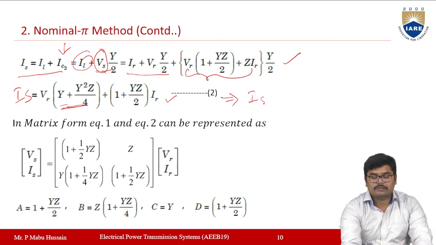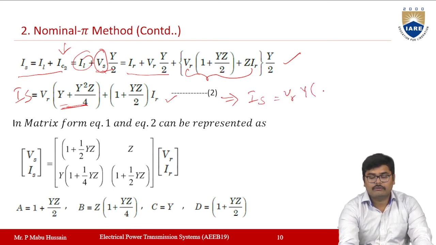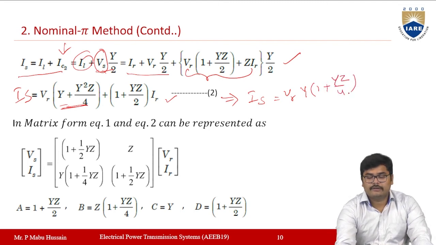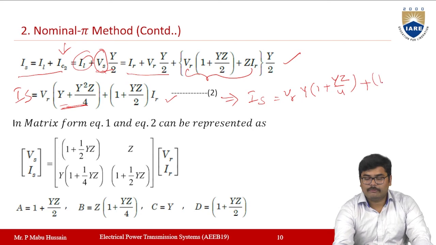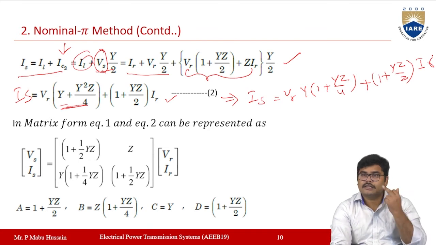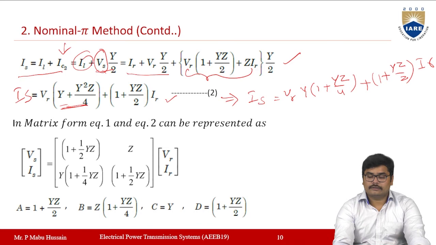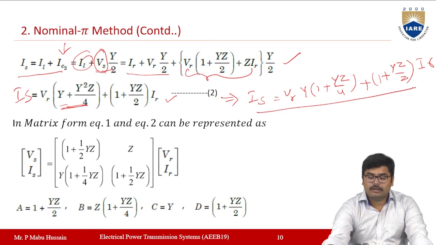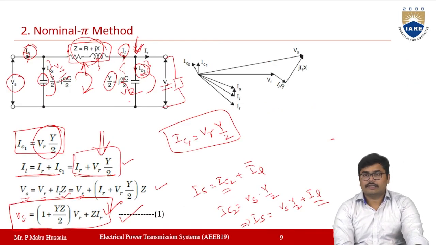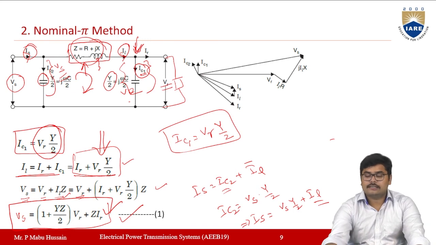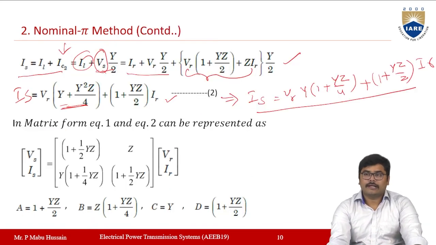So then Is is equal to VR into Y, if you take common, (1 plus Yz by 4), plus (1 plus Yz by 2) into IR, you will get. Okay, so this is the sending end current in terms of receiving end voltage and receiving end current. This is the Is value, and in previous you are having the Vs value.